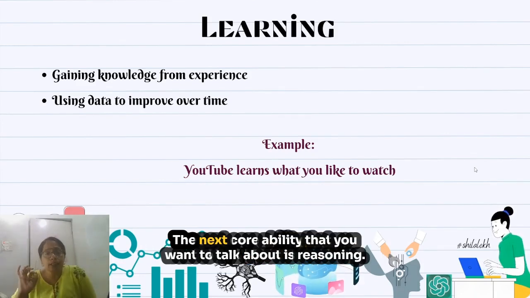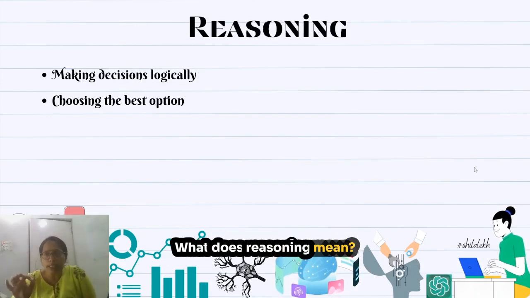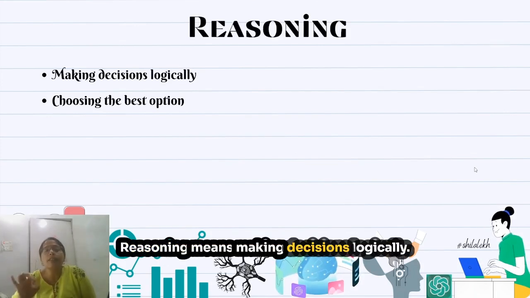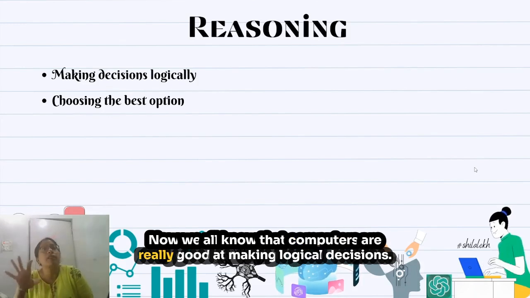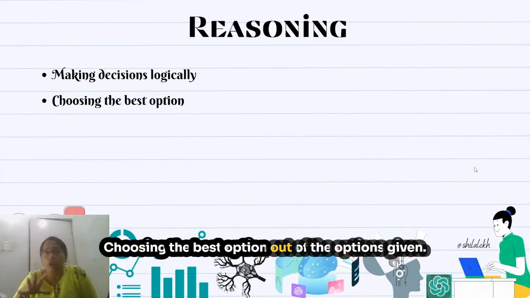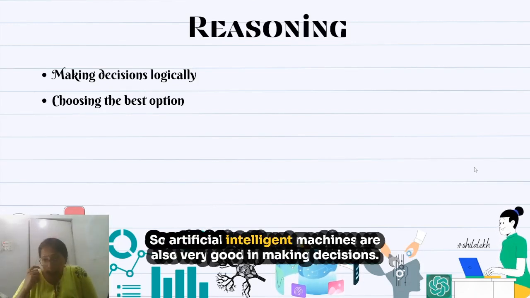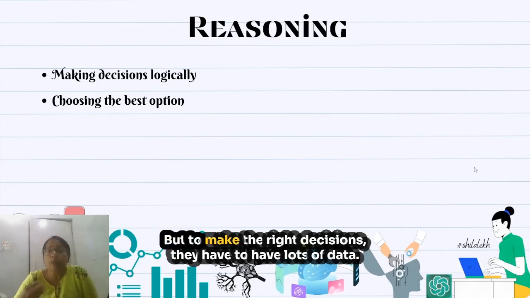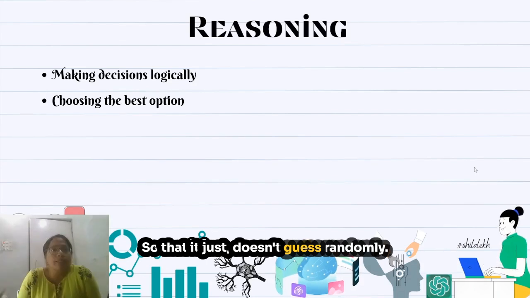The next core ability that we want to talk about is reasoning. What does reasoning mean? Reasoning means making decisions logically. Now, we all know that computers are really good at making logical decisions, choosing the best option out of the options given. So artificial intelligent machines are also very good at making decisions, but to make the right decisions, they have to have lots of data so that it doesn't just guess randomly.